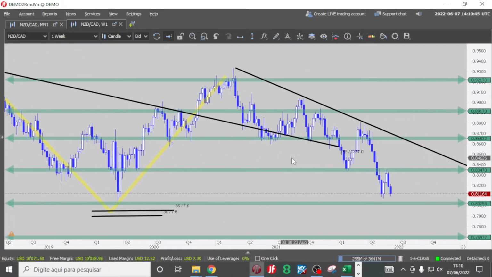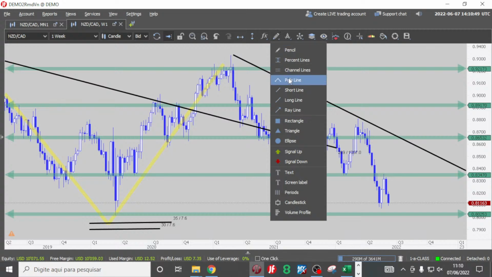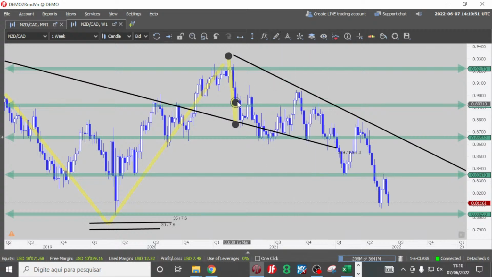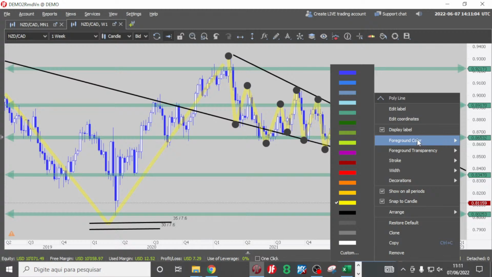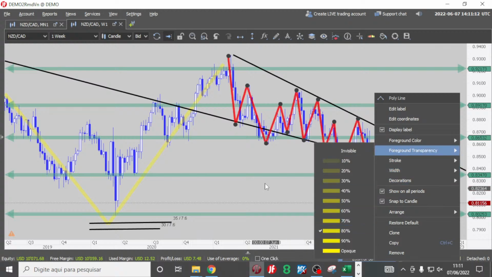So on the weekly, on the monthly not, but on the weekly, we are able to connect highs to lows. So high to low to high to low to high to low to high, and so on. Color code with red. Okay, maybe a little bit something like this, less transparent.